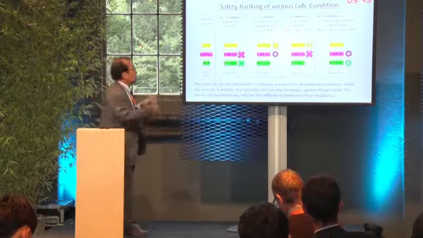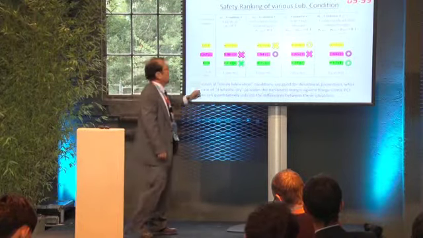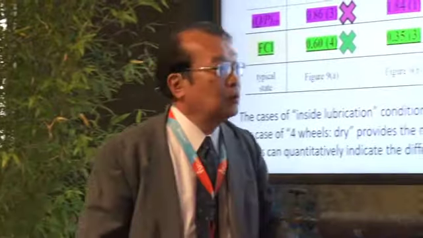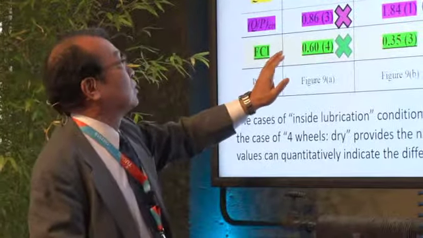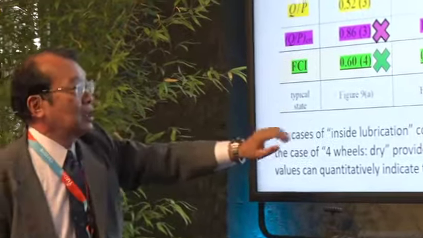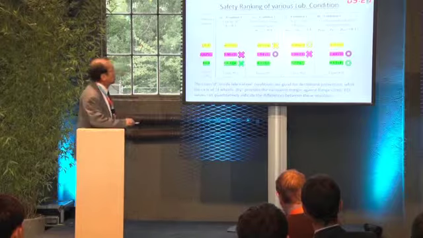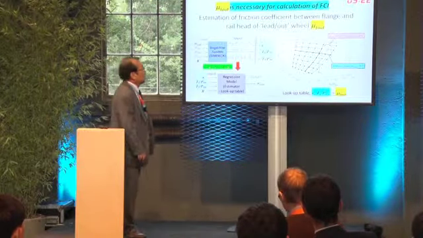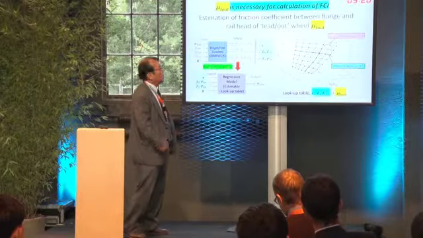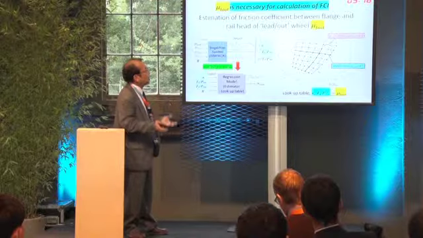This table shows the safety ranking of the various lubrication conditions. Condition 4 is best. Condition 1, all dry, is not good. Calculation of FCI.